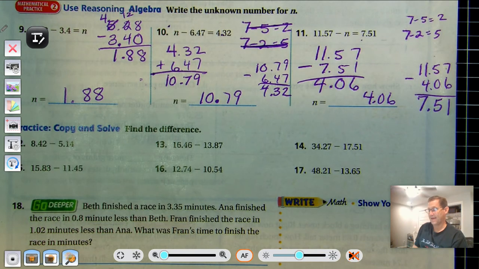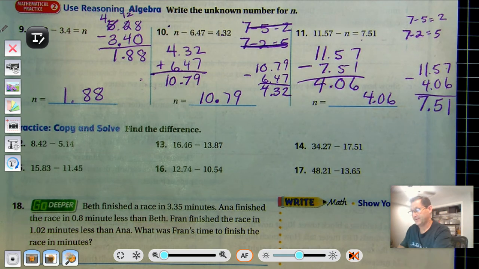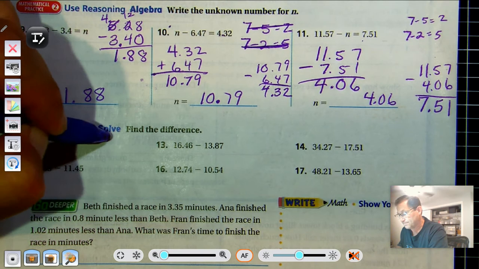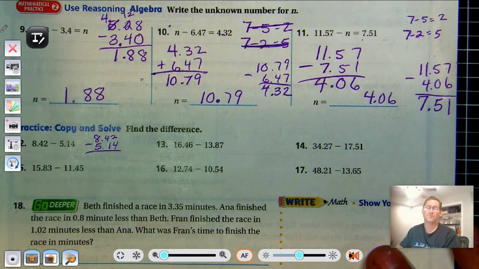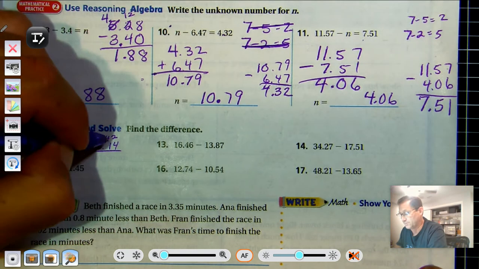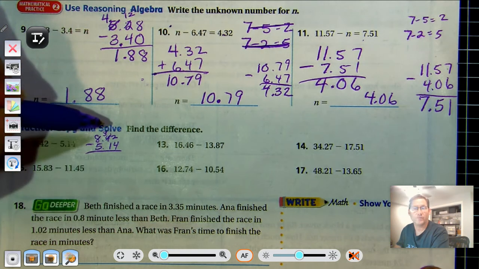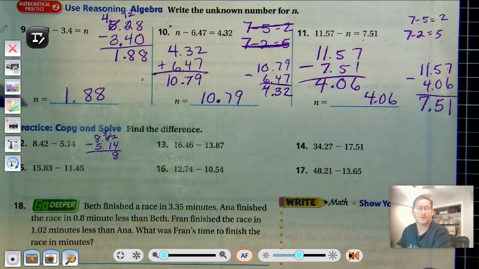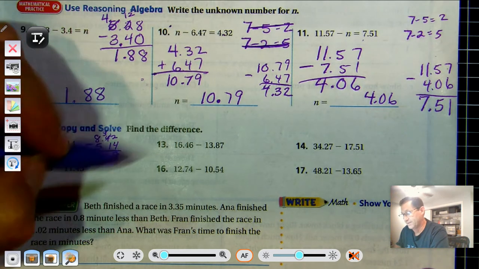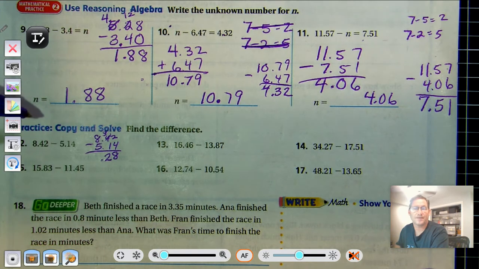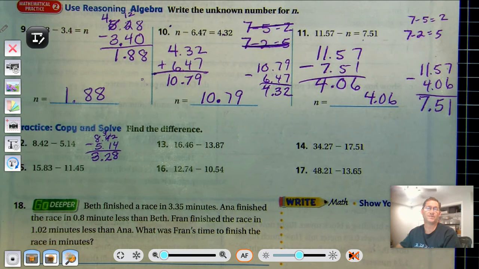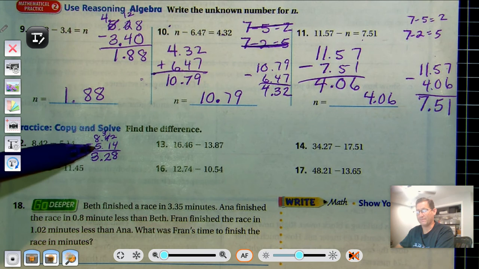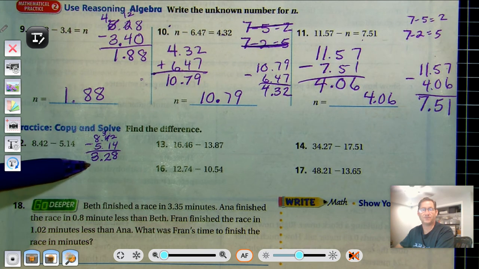All right, number 12. 8 and 42 hundredths take away 5 and 14 hundredths. Well, you can't take 4 hundredths from 2 hundredths, so regroup from the tenths. 12 hundredths take away 4 hundredths is 8 hundredths. 3 tenths take away 1 tenth is 2 tenths. 8 ones take away 5 ones is 3. So 3 and 28 hundredths. If I wanted to check that, I would add 5 and 14 hundredths to 3 and 28 hundredths.